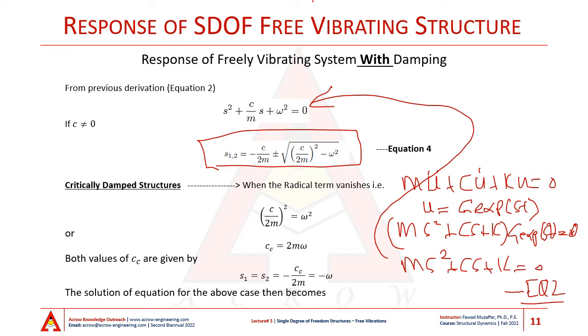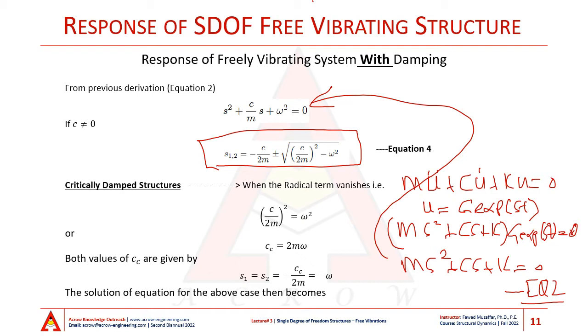So there can be three possible scenarios from this point on for a system that has a finite amount of damping. The first possible scenario is that the terms under the square root vanish altogether, and when this happens, we call the system critically damped.